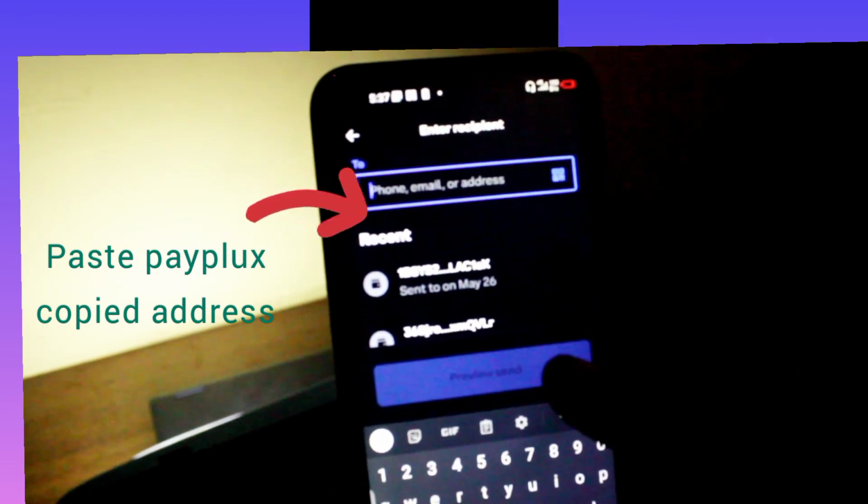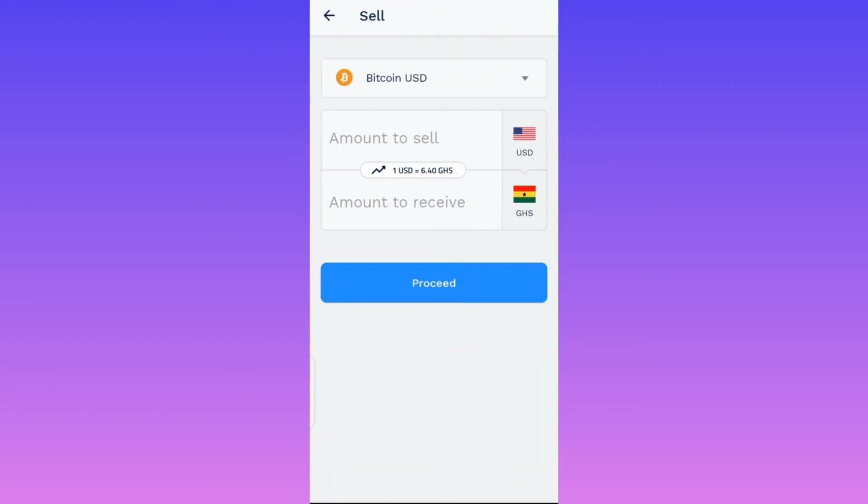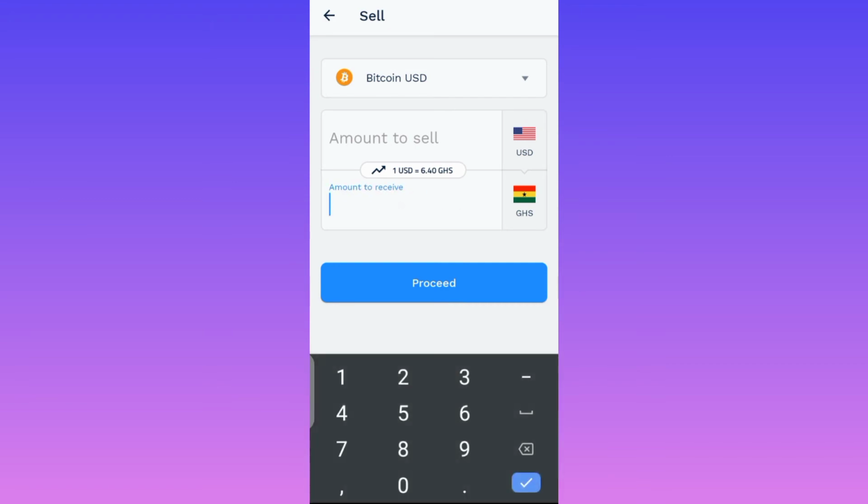But how will I get the link? Okay, so this time around I have to let them understand that I'm selling Bitcoin. So the first one I bought, now I'm selling. So I'm going to click here to sell and then enter the amount I want to receive. And remember, over there I've placed 3 cedis.